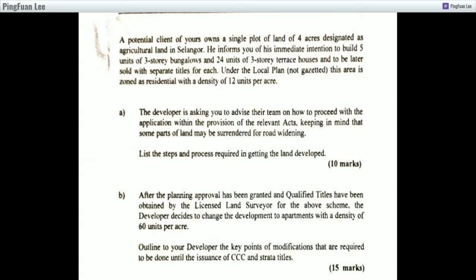QT also means separate title, isn't it? Yes, QT is separate title, but when they say separate title, this is where I am a bit unsure. When do you apply it? I mean, your land matter, for FT, the final title. When does it come into play? When does the subdivision into final title play?